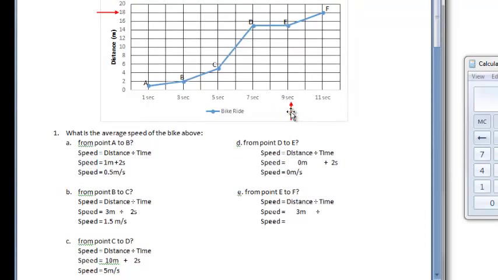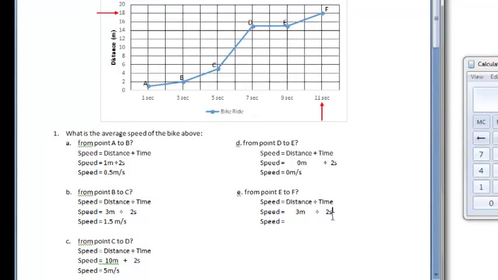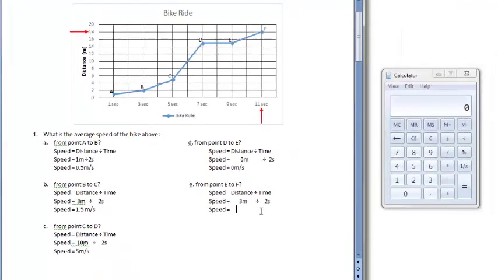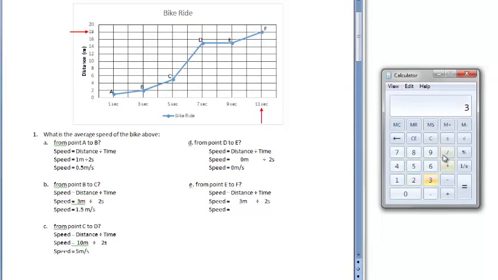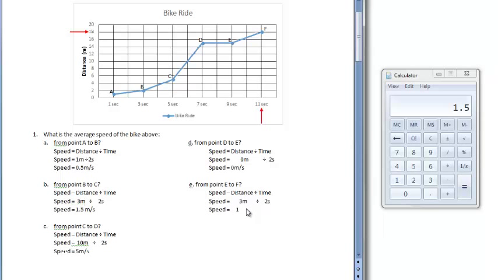When we look at the time, you start at 9 seconds and end at 11. The difference between those two times is 2 seconds. When I divide on my calculator, 3 divided by 2, I end up with 1.5 meters per second.